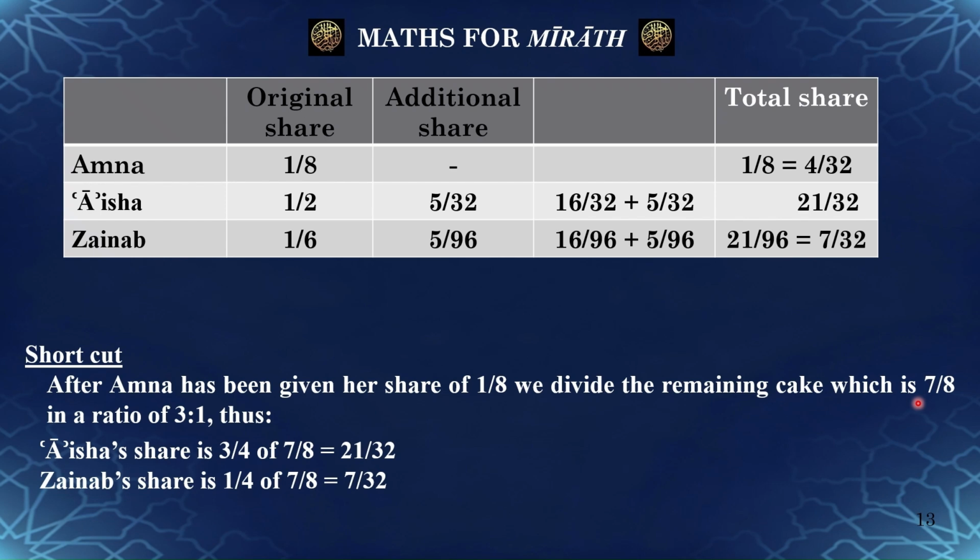After Amna has been given her share of 1/8, we divide the remaining cake, which is 7/8, in a ratio of 3 to 1. Thus, Aisha's share is 3/4 of 7/8, equals 21/32. Zainab's share is 1/4 of 7/8, equals 7/32.